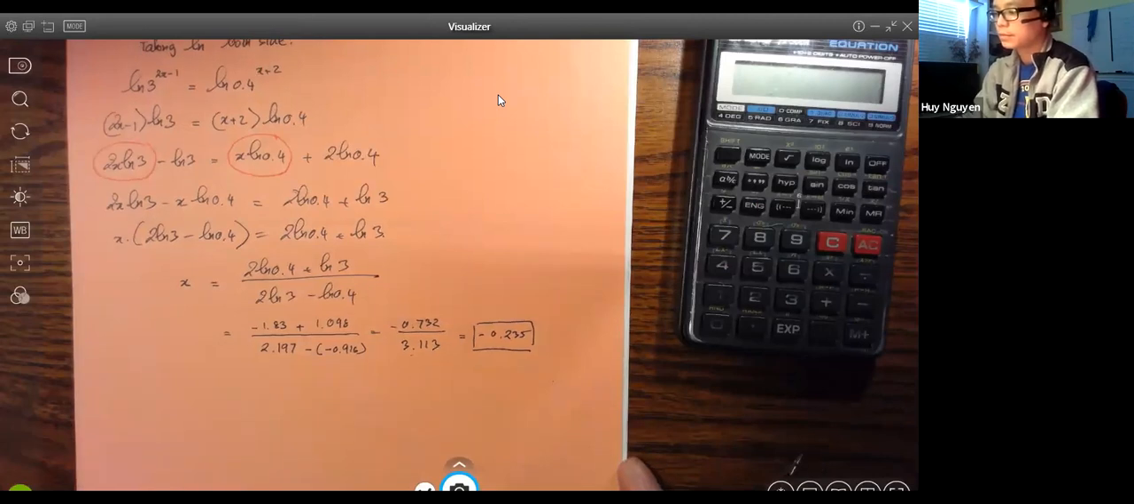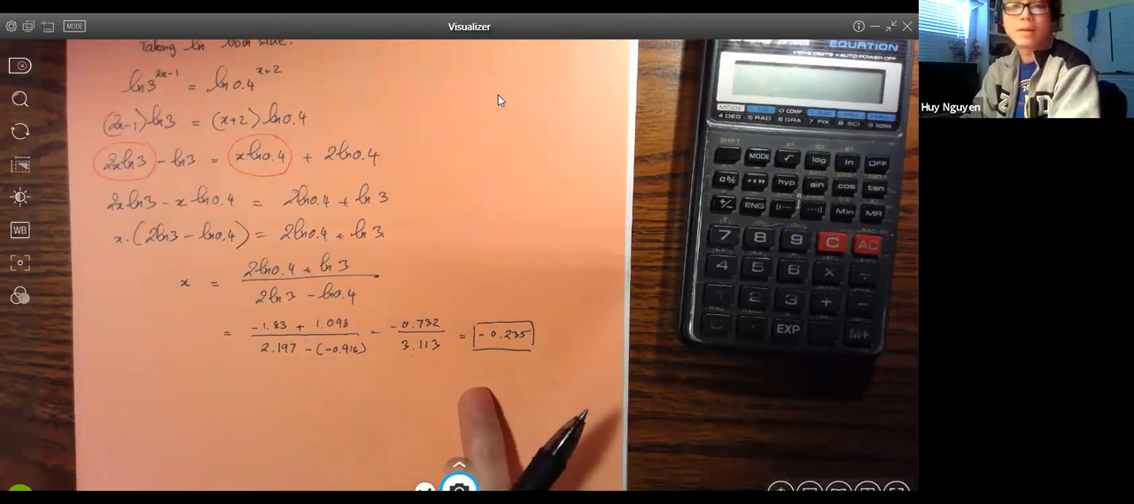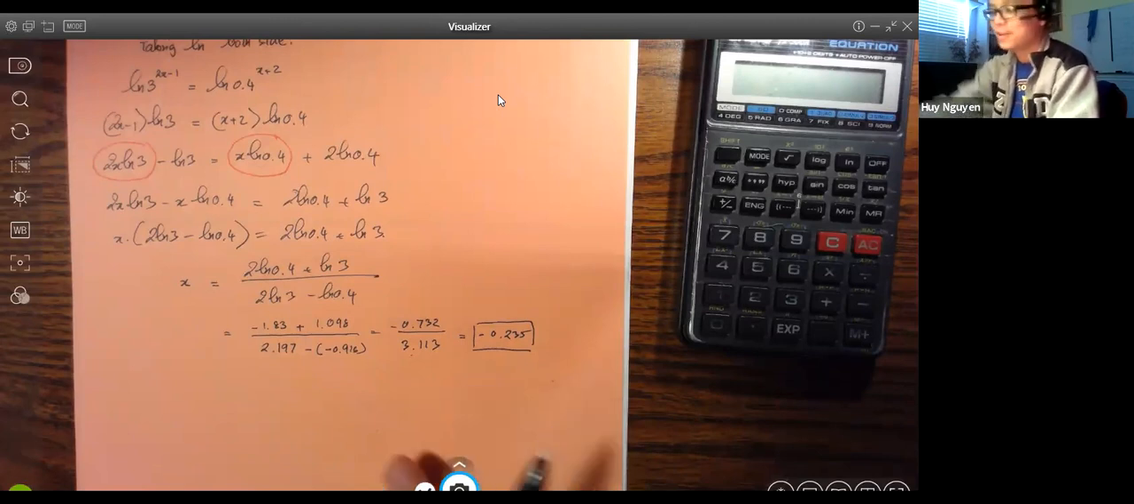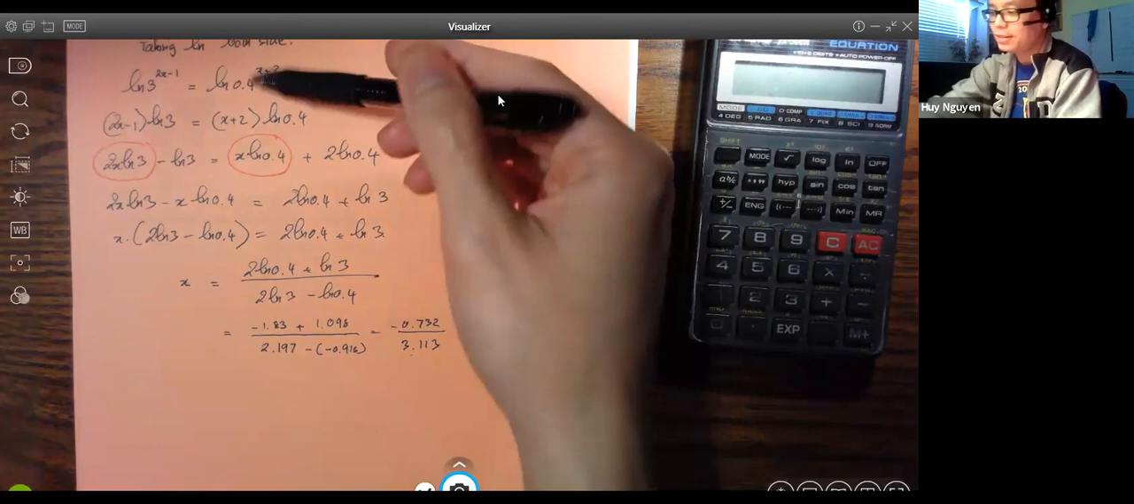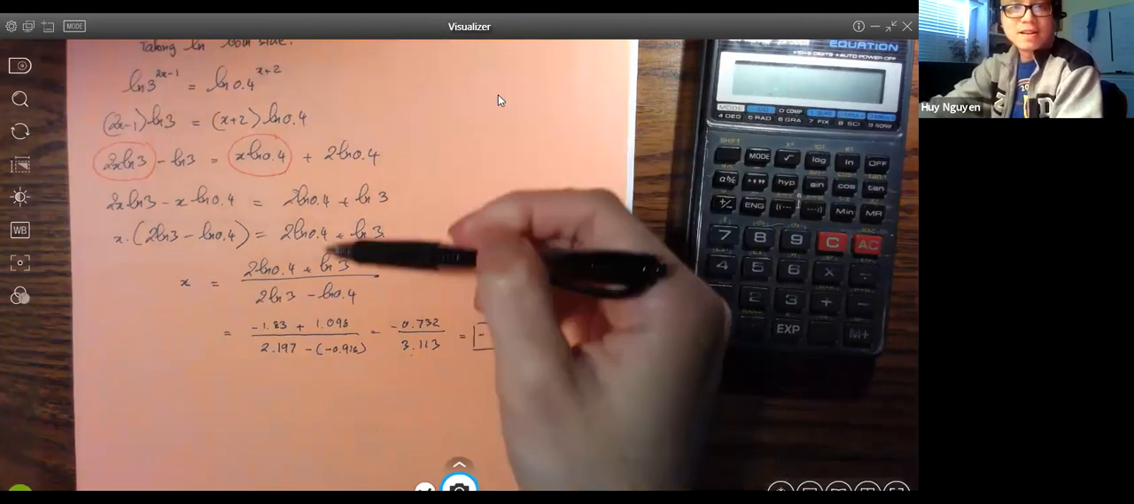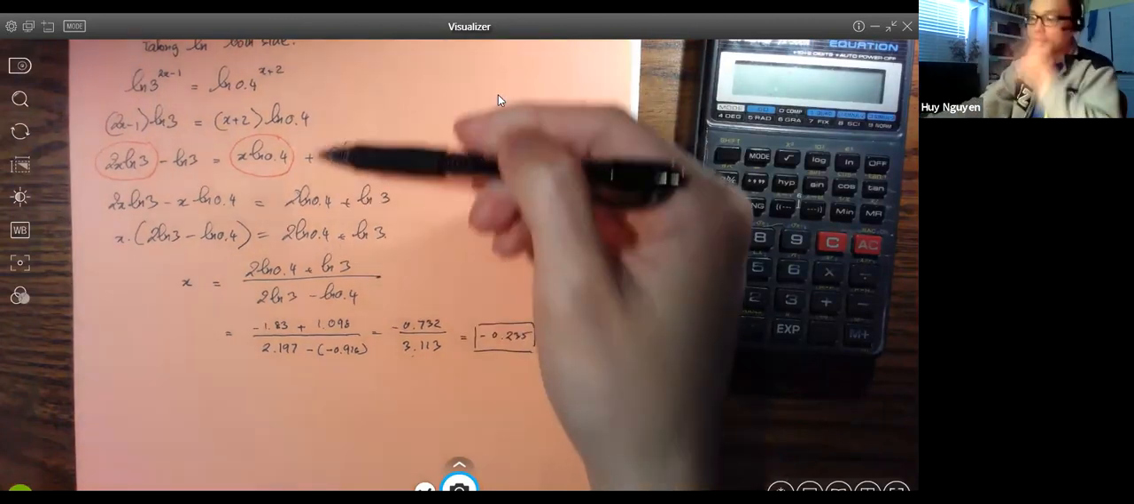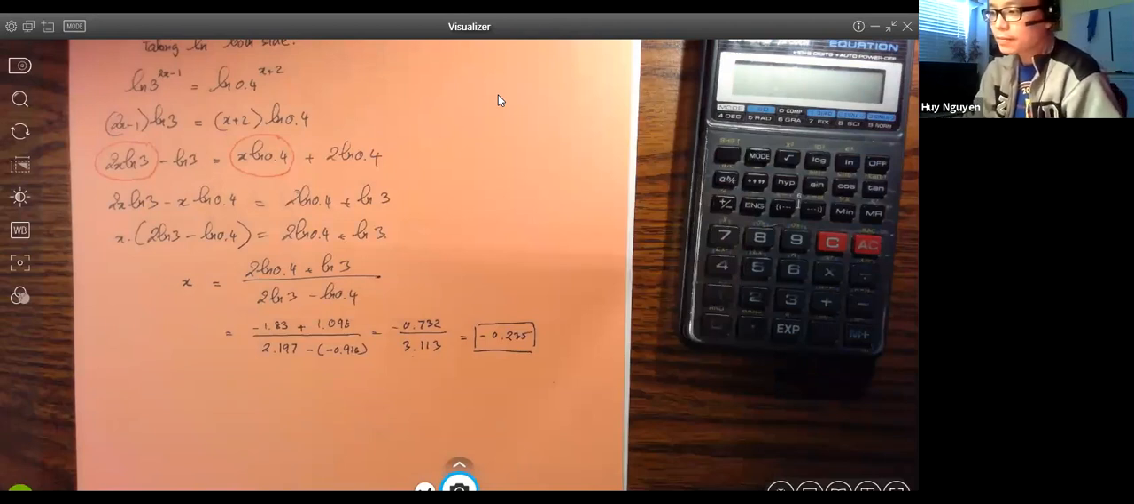Okay, but this step is not really important, to be honest. Everybody knows how to put it into a calculator. The important step is right here. Okay, so that's the first example. When you solve an exponential equation, you have to consider what method you should use. Second example.